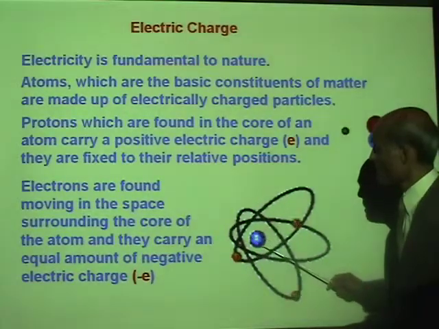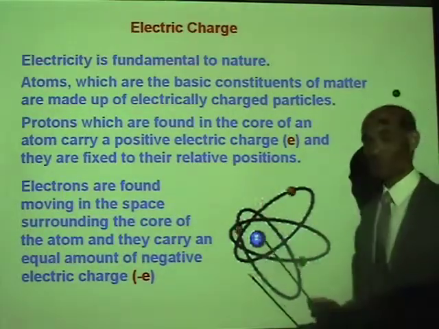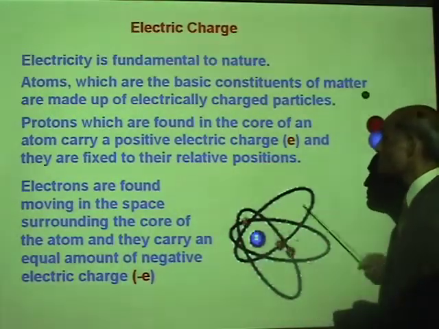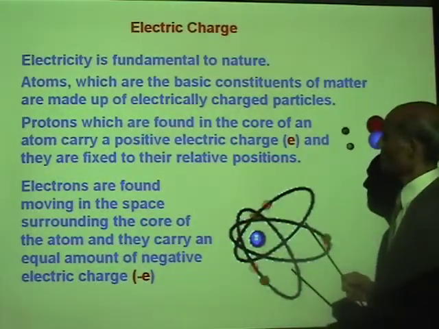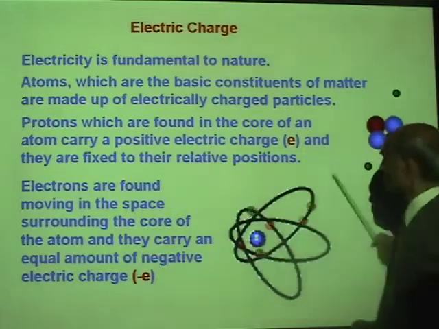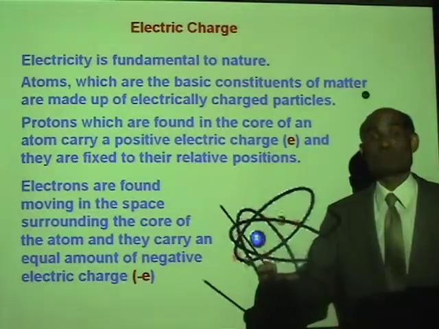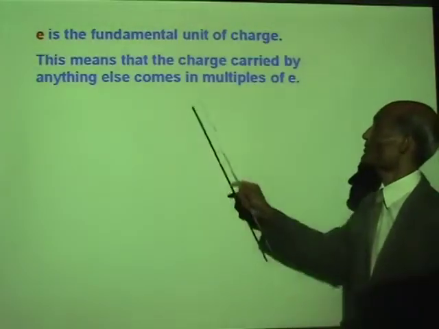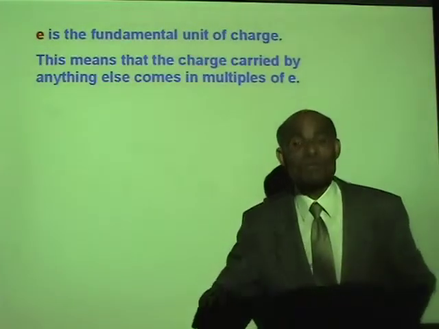The positive charges are concentrated at the center, and the negative charges are moving around it. Well, that is a familiar picture of the atom. This is a neutral atom where the total amount of positive charge equals the total amount of negative charge. Now tell me, if by some means I am able to take off an electron from there, then this atom will become a charged atom. Well, we will talk about that as we go on. So e is the fundamental unit of charge. This means that the charge carried by anything else comes in multiples of that e.